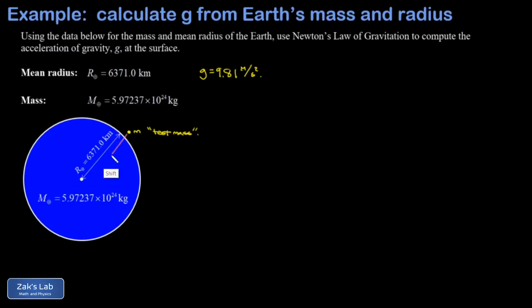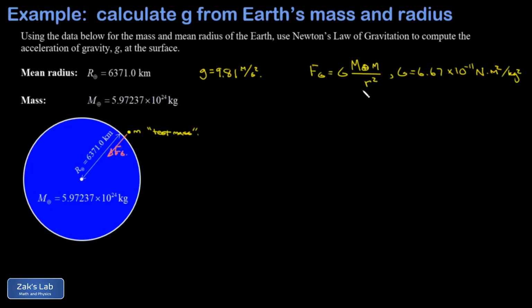And that test mass feels a force pointed toward the center of the Earth. And I'll call that capital Fg. That's a gravitational force. That gravitational force is given by Newton's law of gravitation. We're using the astronomical symbol for the Earth here, so a circle with a plus in it. So there's Newton's law of gravitation, G times the product of the masses divided by their separation distance squared, where G is about 6.67 times 10 to the negative 11 newton meters squared per kilogram squared.